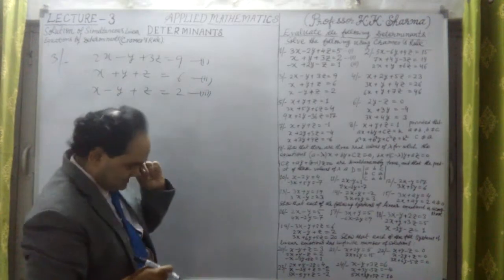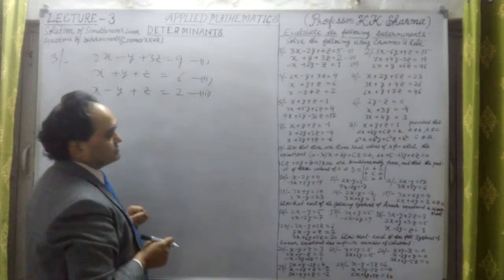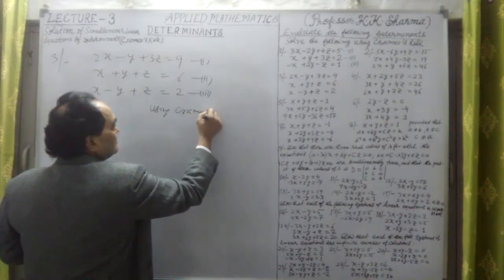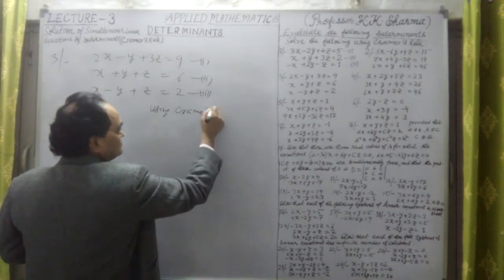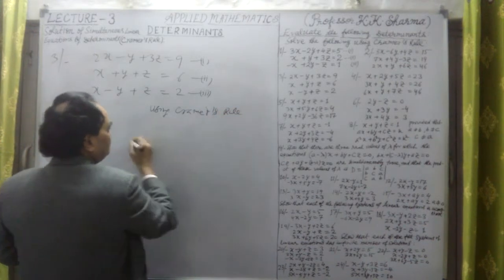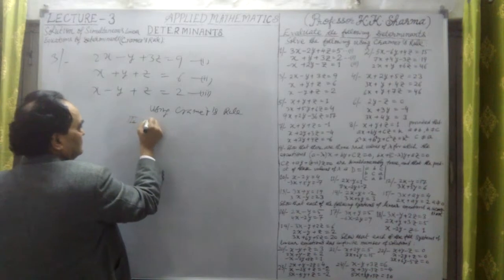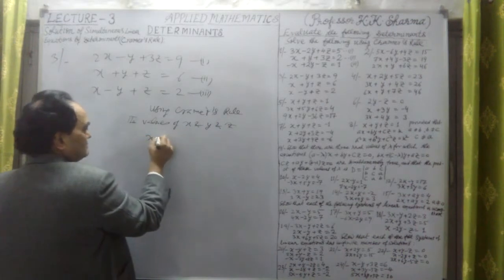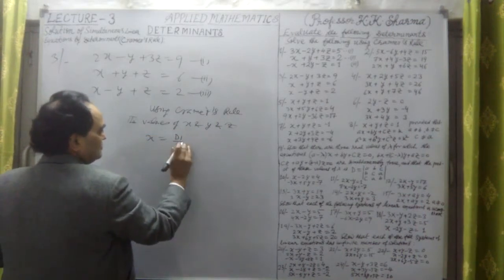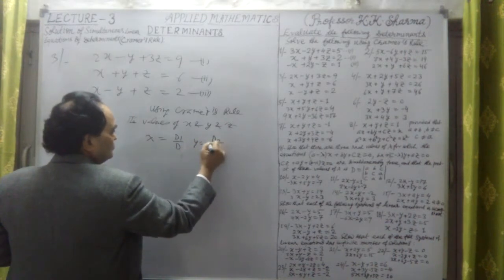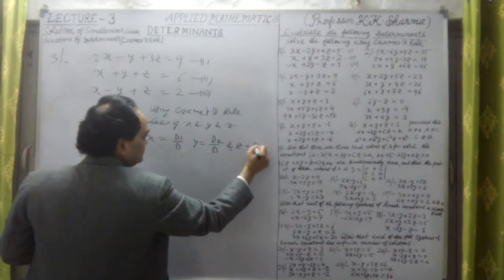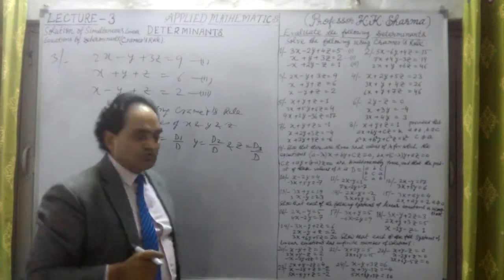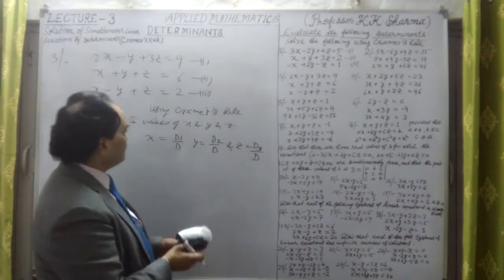Okay. Let us now again solve it by the Cramer's rule. Okay, we are using Cramer's rule. The values of x, y, and z are given by x equal to d1 upon d, y equal to d2 upon d, and z equal to d3 upon d. Right. So this is the value of x, y, z. And let us solve it for them.